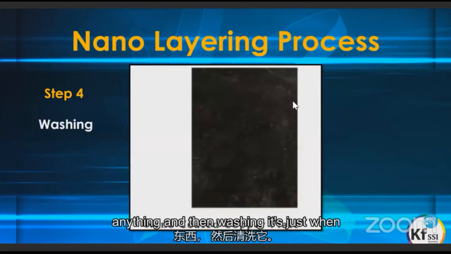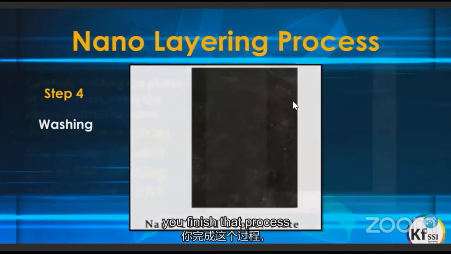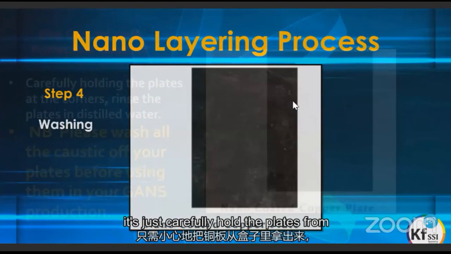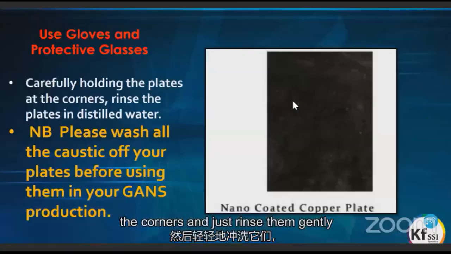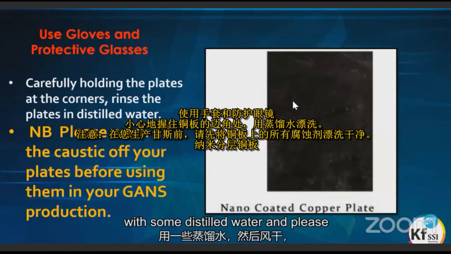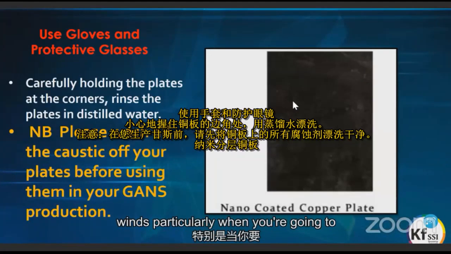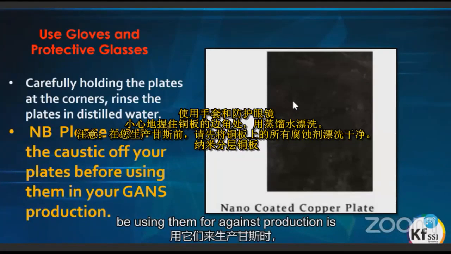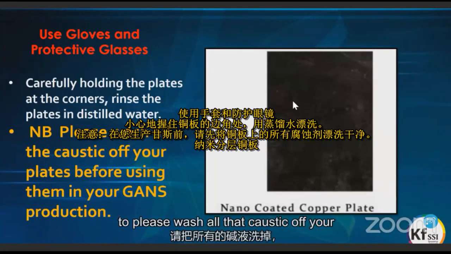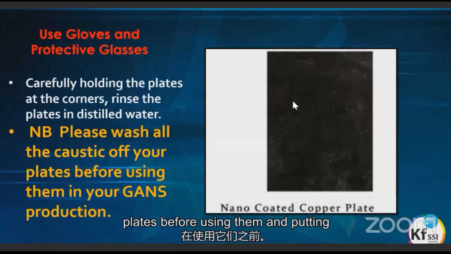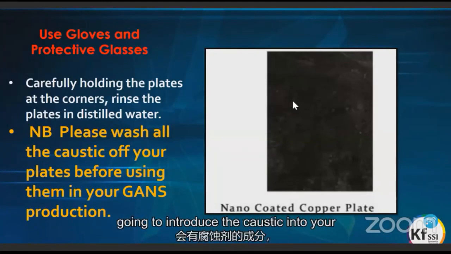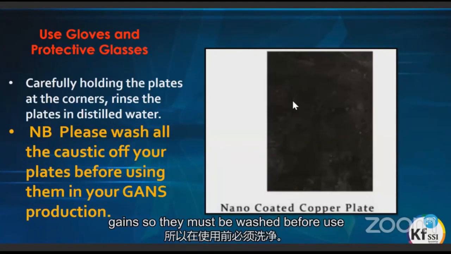Then washing. When you finish that process, carefully hold the plates from the corners and rinse them gently with some distilled water. Particularly when you're going to be using them for GANS production, please wash all that caustic off your plate before using them in that GANS production. Otherwise, you're going to introduce the caustic into your GANS. So they must be washed before use.